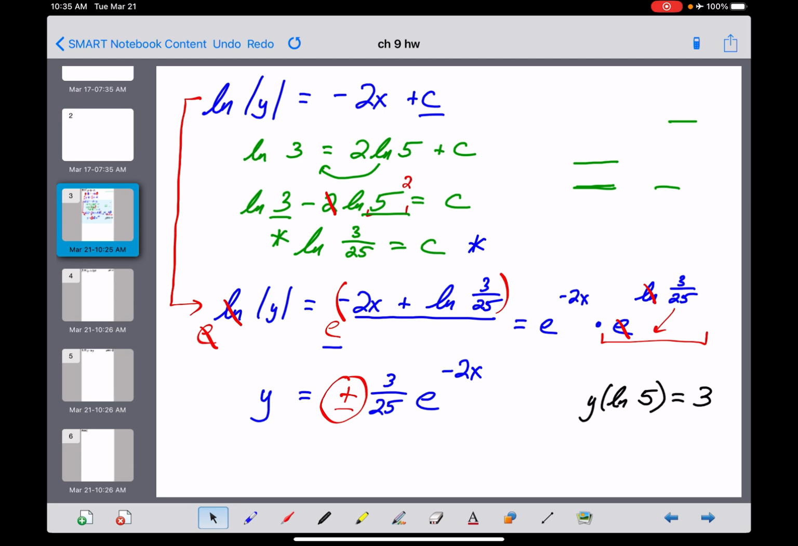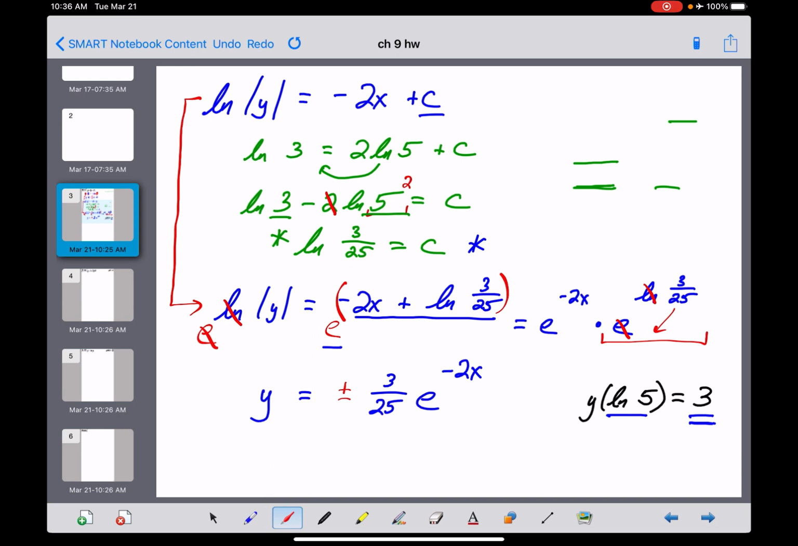Either the positive or the negative case should get us from an x value of natural log of 5 to a y value of 3. So let's see what it is. Right now, I already have a pretty strong sense. Since my y value is positive 3, not negative 3, I'm pretty sure that this symbol needs to be a plus and not a minus. But I don't want to assume. This is also a great check right here, guys, to make sure you've done this problem right. So let's see if it works if we put in a natural log of 5 for x.